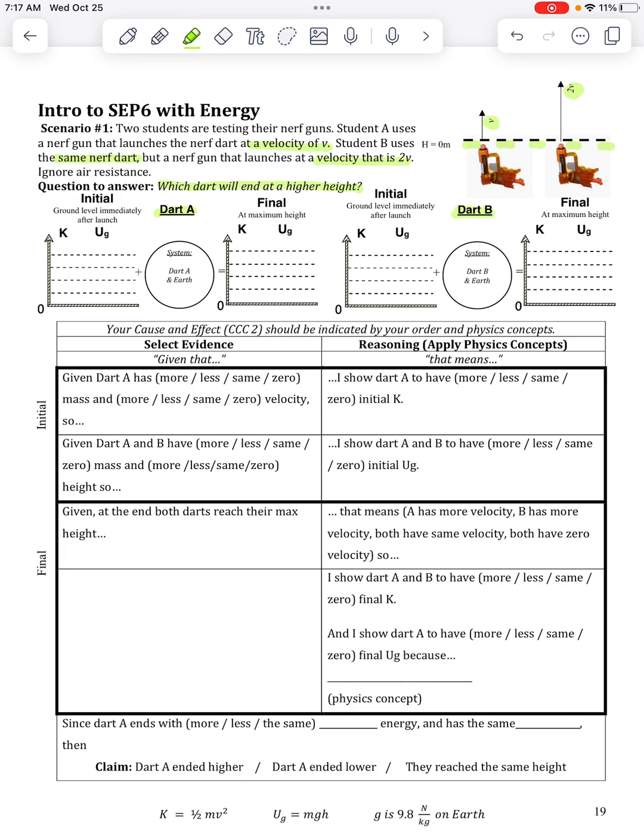Most of us can probably predict that already. It's actually dart B, right? It's going faster, it's going to go to a higher height. We could explain that using kinematics, but let's try explaining it using energy. So I'm going to draw my LOL diagram.